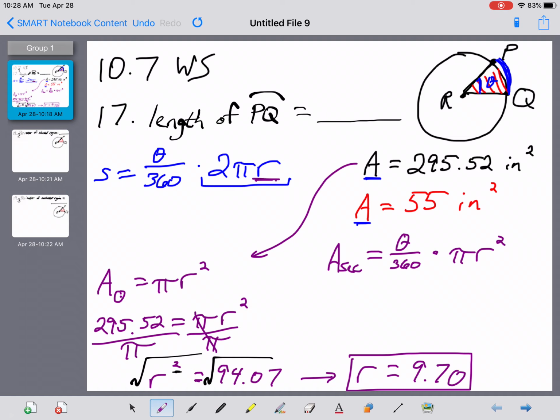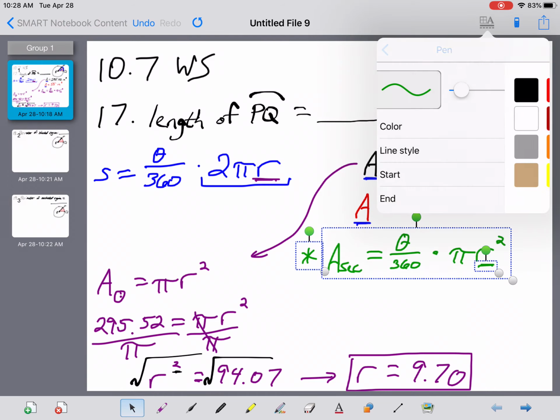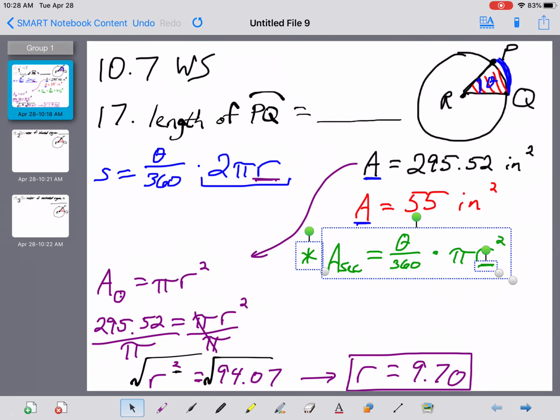But the other thing we need is theta. And so to do that, I think I've got to go back to this formula right over here. And now that we know what r is, let's see what we can do. I'm going to change this color to green. And let's keep running with that underneath right there, guys.